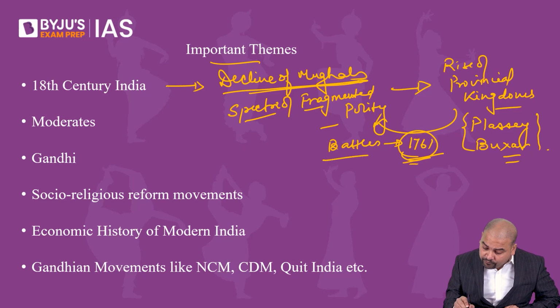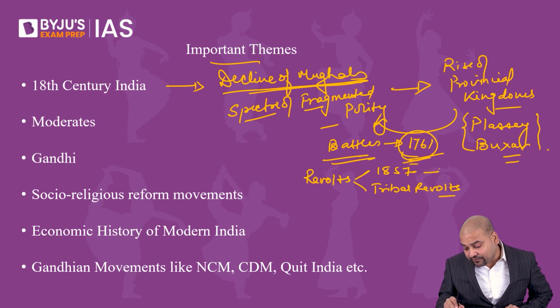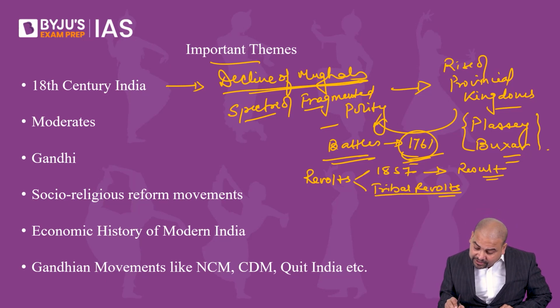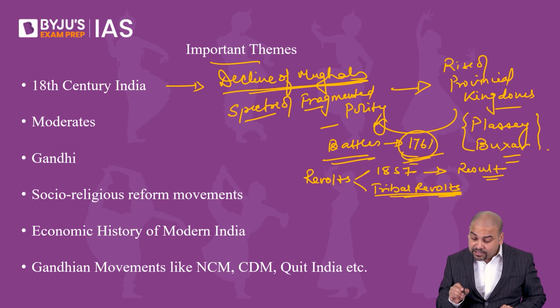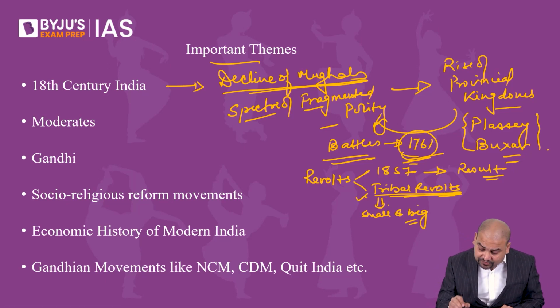Similarly, when we move beyond the battles, we move towards the revolts. And if you look at the revolts, we have 1857 and the tribal revolts. Now again, on the 1857 revolt, already a question has been asked. That question was basically about the result, or what all happened after the 1857 revolt. And similarly, on tribal revolts also, a question in mains has come. There were so many small and big rebellions before the 1857 revolt. So such questions have come.